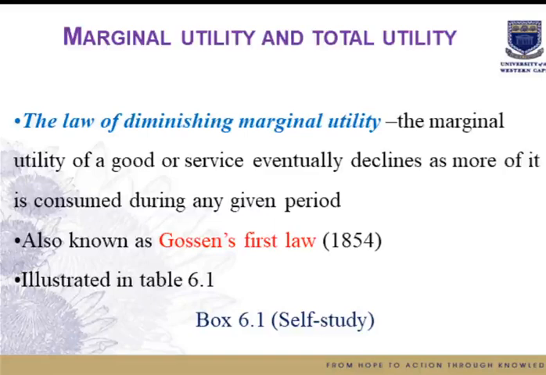Analysis of Table 6.1 also reveals the law of diminishing marginal utility, or Gossen's law. This law states that the marginal utility of a good or service eventually declines as more of it is consumed during a particular period.